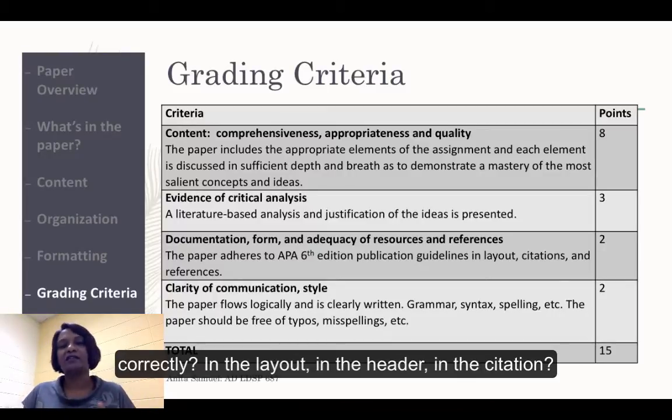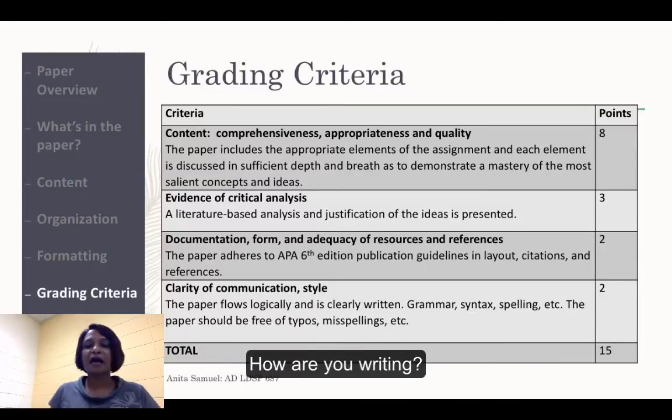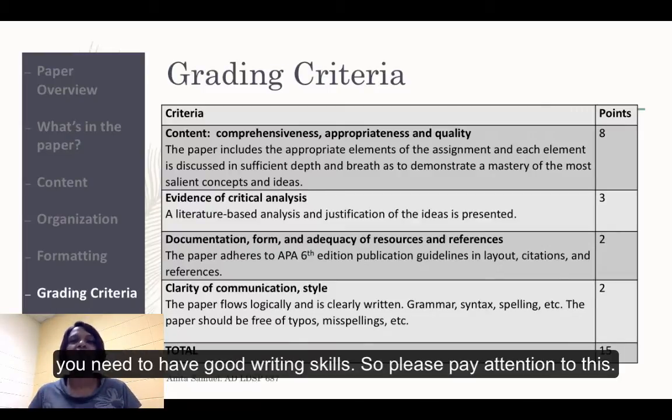In the layout, in the header, in your citations, in text, your references, everything, be careful about it. And how are you writing basically? What is your grammar, spelling, syntax, and does your paper flow logically? You need to have good writing skills. So please pay attention to this.